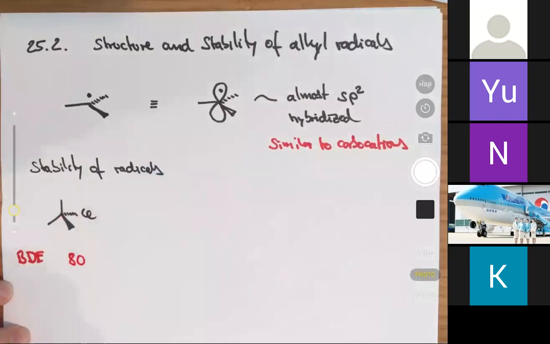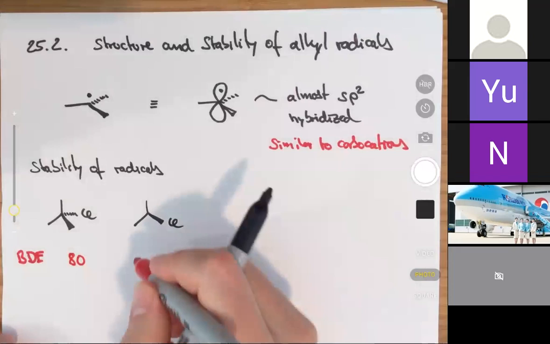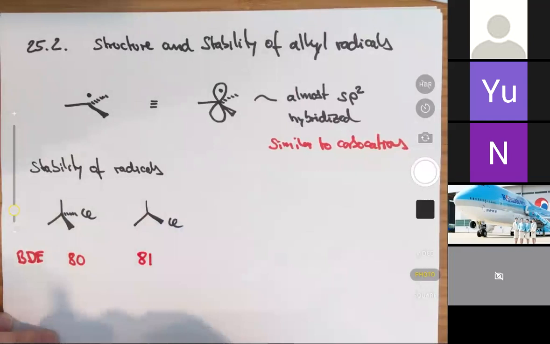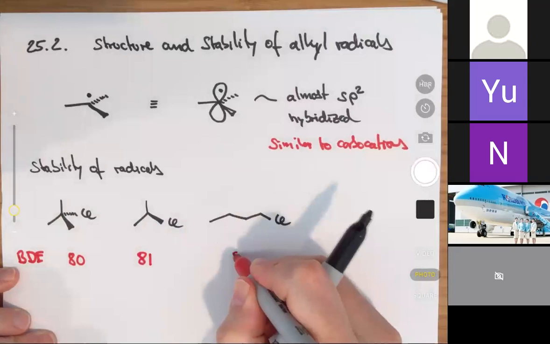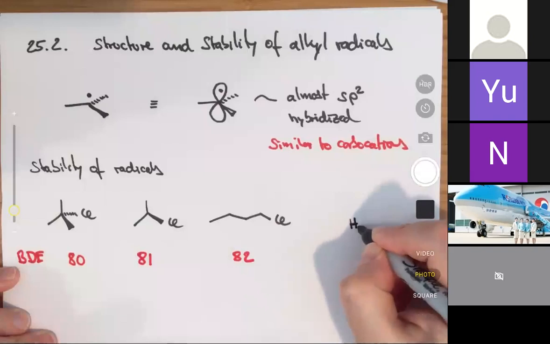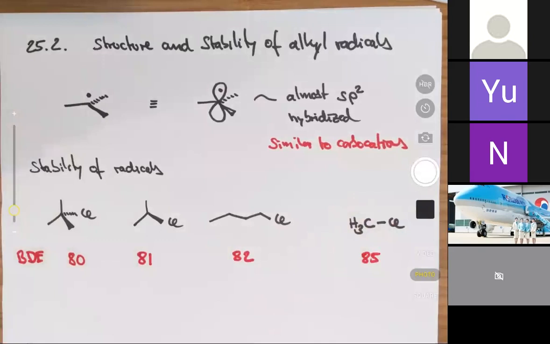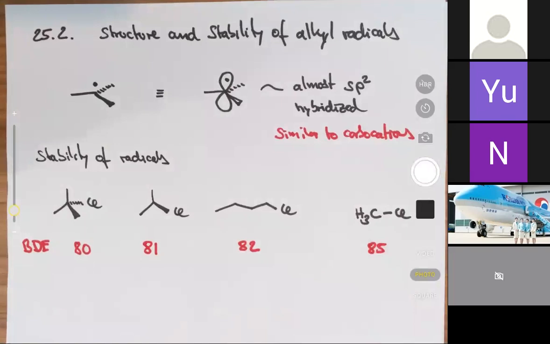Now, if we compare this, for example, to a secondary chloride, the bond dissociation energy increases a little bit because the resulting radical is not as stabilized as the tertiary one. So this is about 81 kilocalories per mole. If we have a simple alkyl chain, that would be a primary radical, and this is about 82 kilocalories per mole. And then in this series, obviously the highest one would be the methyl radical. If we try to cleave this bond, that is about 85 kilocalories per mole.